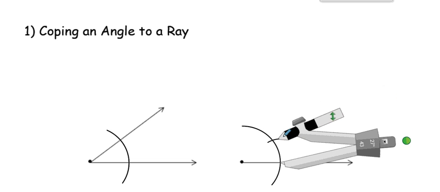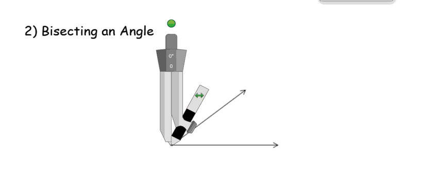You can then make a little arc and use your straight edge to construct your ray from the vertex and through the intersection. You have now copied the angle.